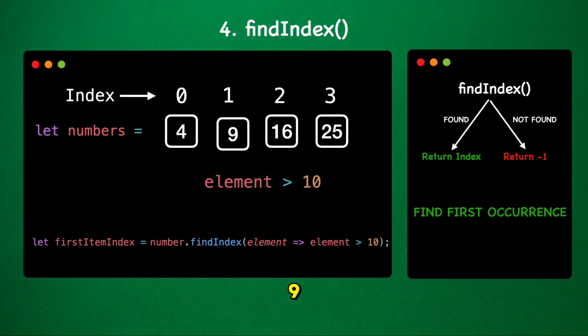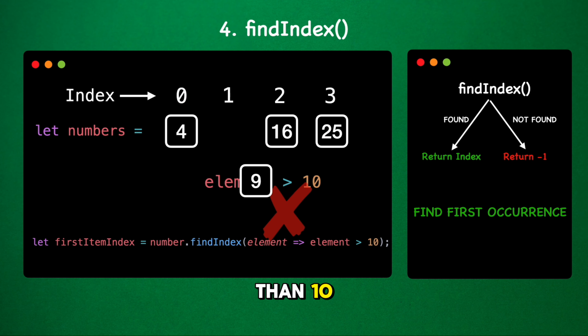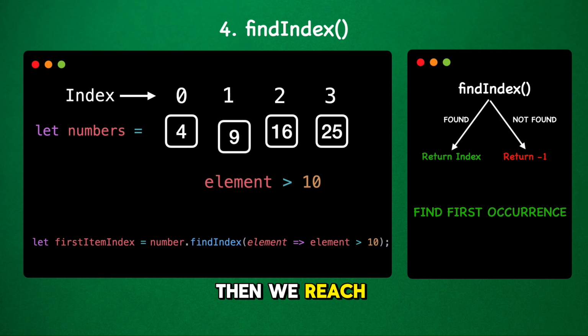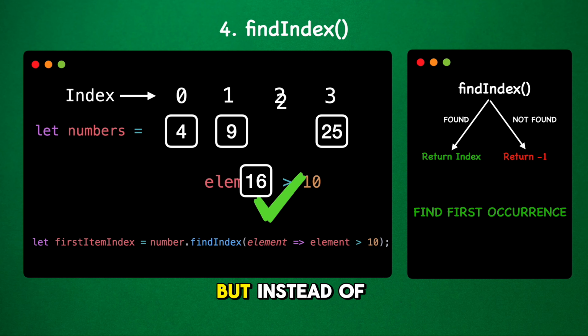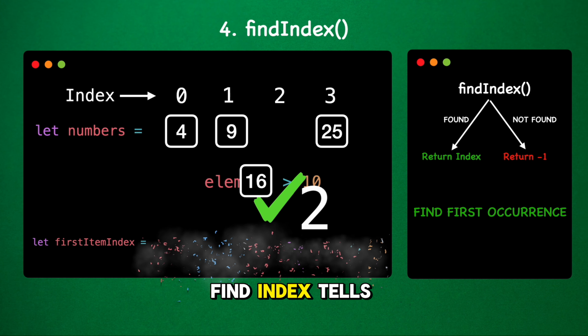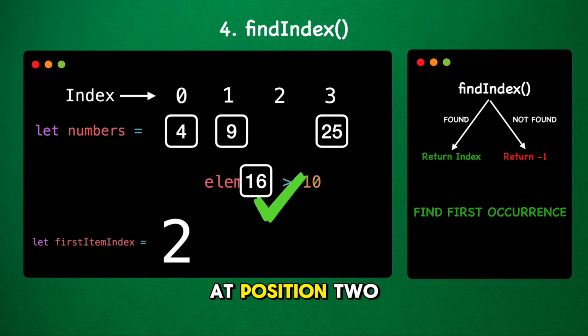Next up is 9. This is at position 1. But 9 is still not greater than 10, so we keep looking. Then we reach 16. This number is at position 2 in our line. Aha! Since 16 is greater than 10, we've found our number. But instead of giving us 16, findIndex tells us that the number we're looking for is at position 2.